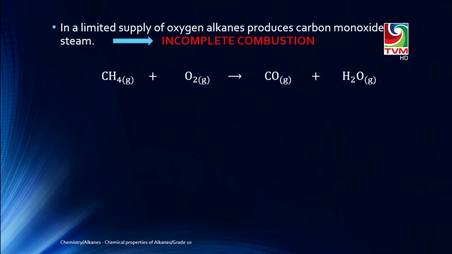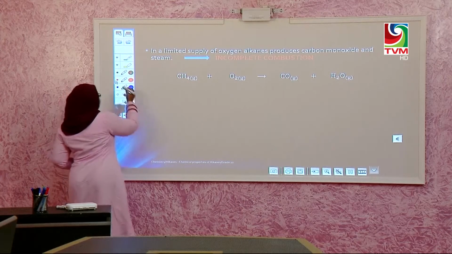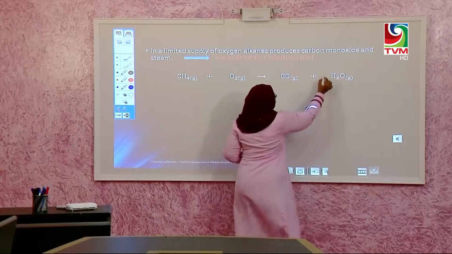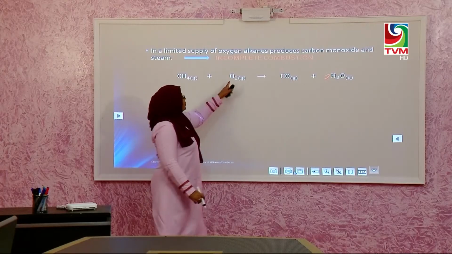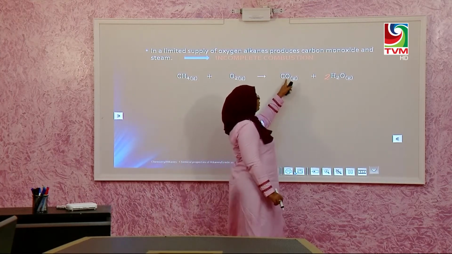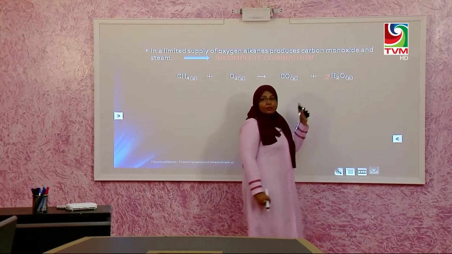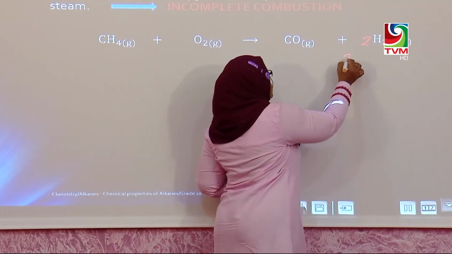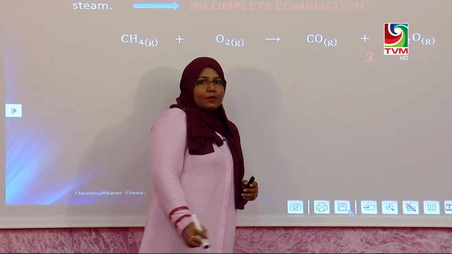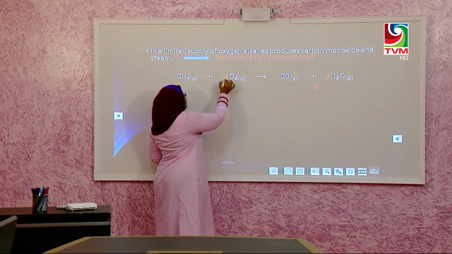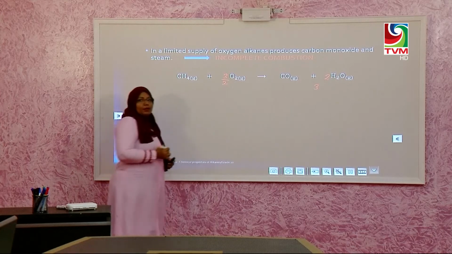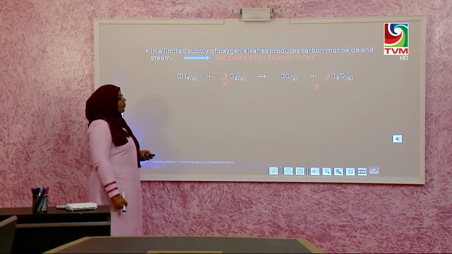Now, let us see if it is balanced. 1 carbon, 4 hydrogen, and here we can put 2 here to balance the hydrogen. There are 2 oxygen here, and here is 1, and there is 2, which gives you how many oxygen? 3. Now, what kind of number is this? Odd number, right? So, write odd number over 2 as a fraction to balance the equation.